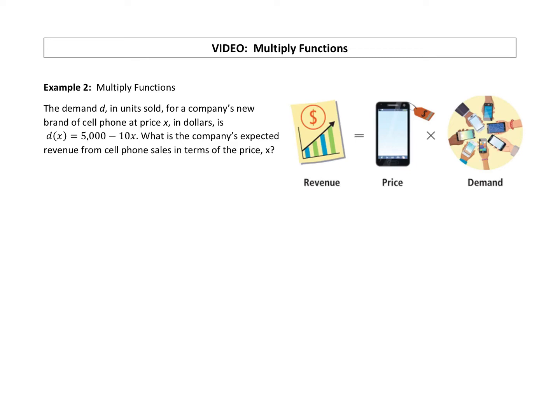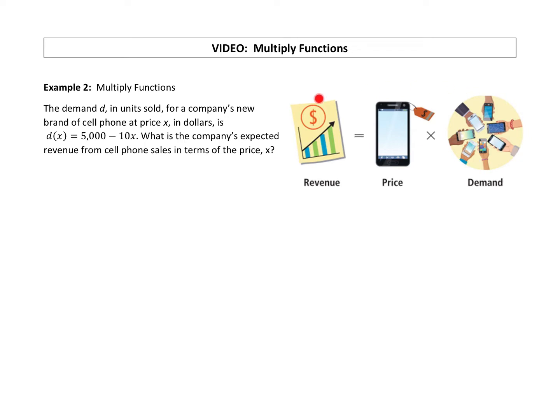All right, we're going to move on to multiplying functions. We're going to have a real world context to this one so we can think about that domain a little bit more. So our example: the demand D in units sold for a company's new brand of cell phone at price X in dollars is D of X equals 5,000 minus 10X. What is the company's expected revenue from cell phone sales in terms of the price X?